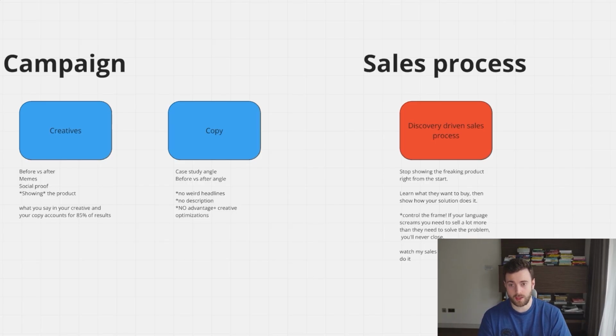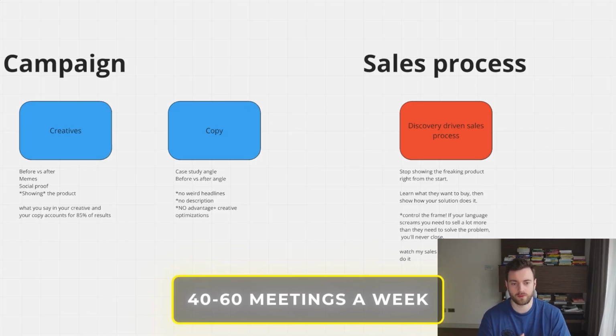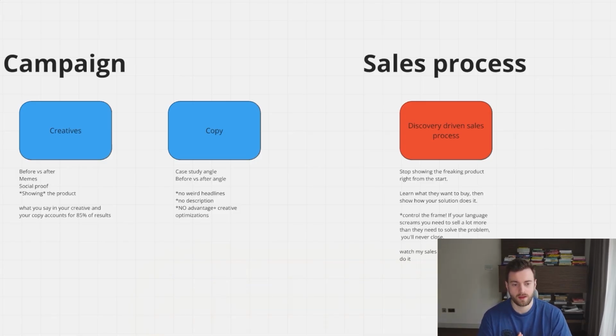I know it's tricky, especially when your pipeline is dry, but you wanna run your sales calls as if you have 40 to 80 of them scheduled each week, even at the point when you only have 3 to 10 product demos scheduled every week. And this is how you're gonna eventually get to the 40-60 meetings a week mark, as some of the students in my program have done. Again, watch my other sales video to learn more about it.